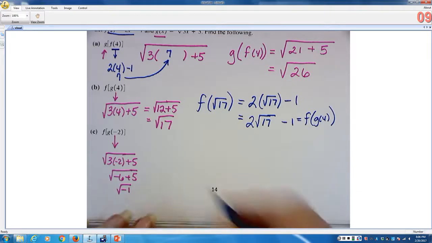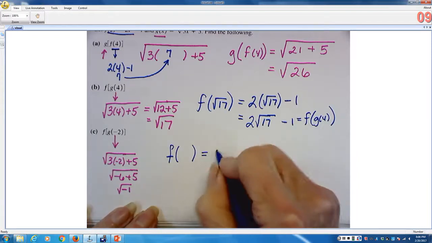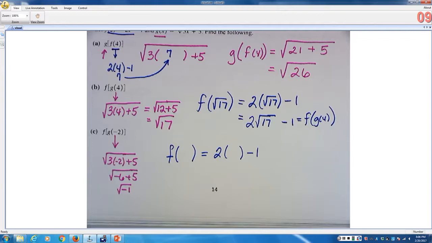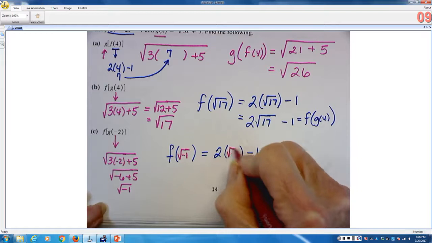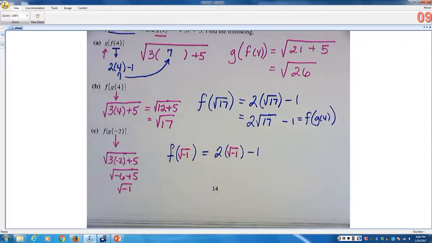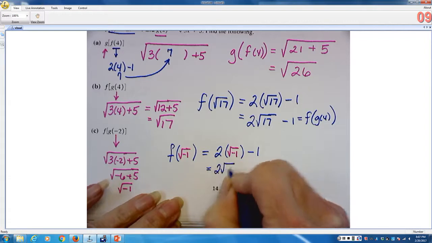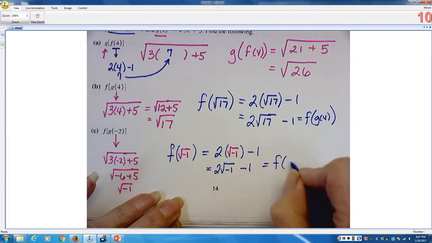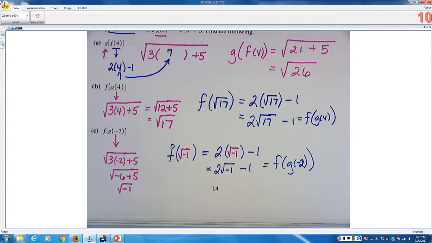So then f's job comes along, and f says, whatever I've gotten here, take it and multiply it by 2 and subtract 1. And what I have in there is the square root of negative 1. So f's final answer is 2 square root of negative 1 minus 1, and that's f of g of negative 2.